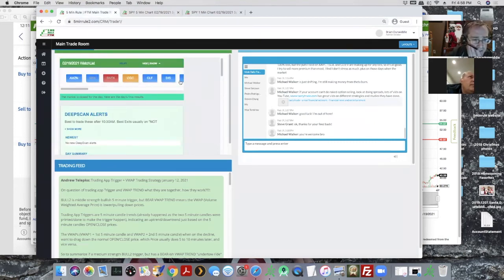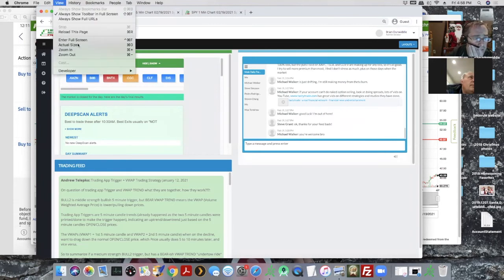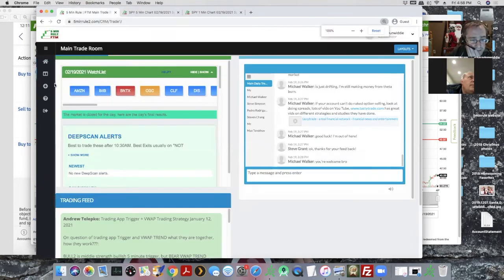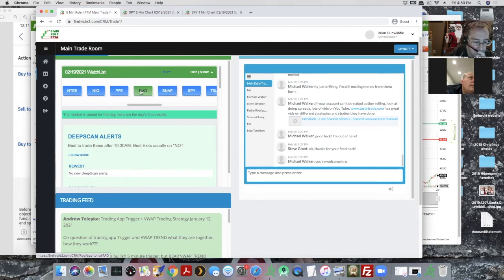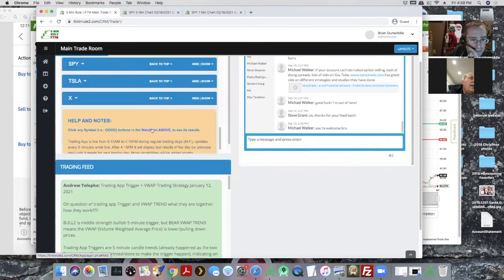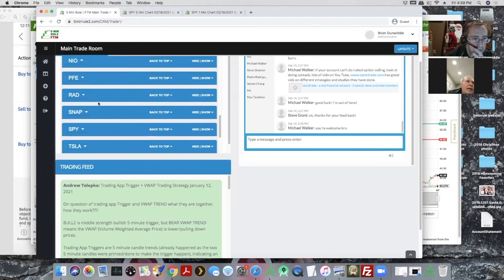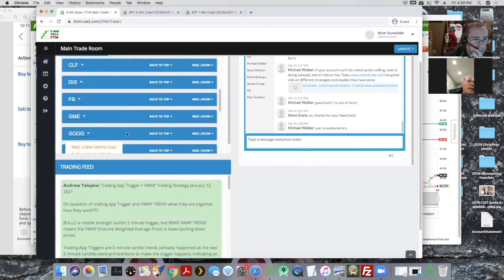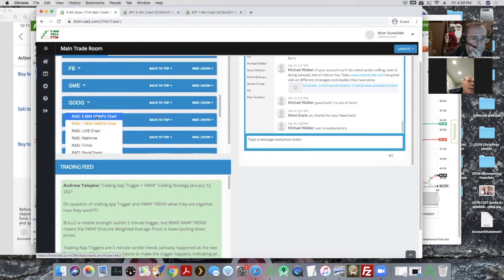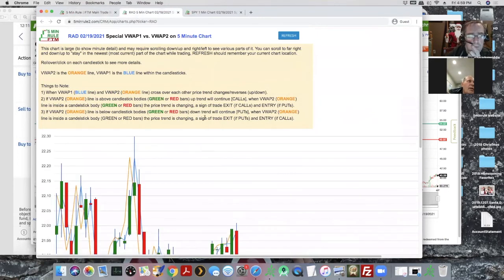So we track these stocks, and let me get this back to actual size. If they're red, they're short. If they're green, they're calls. But even Rite Aid today, I don't know where in Rite Aid it would have been a call.